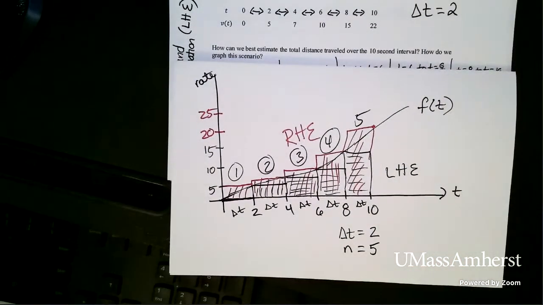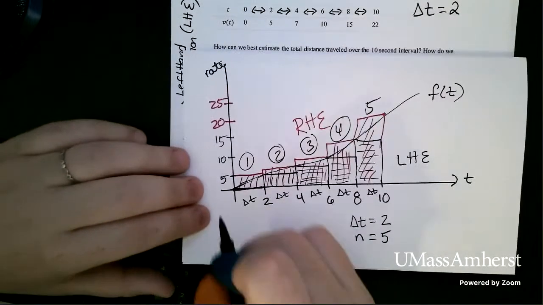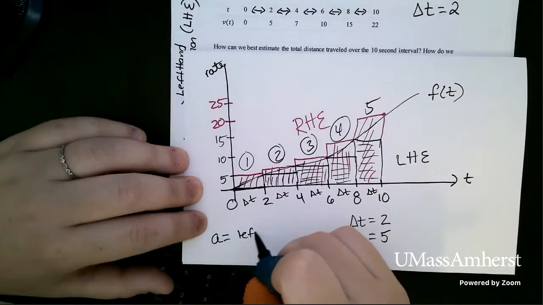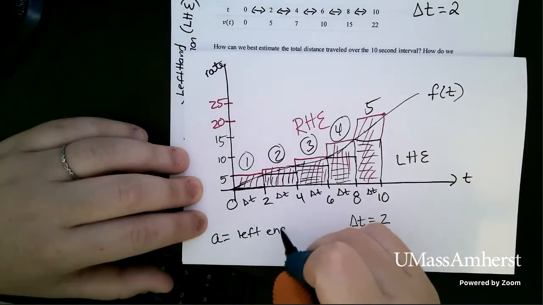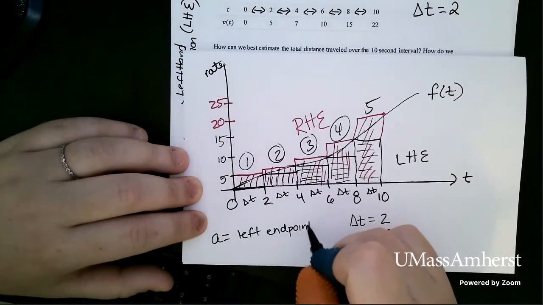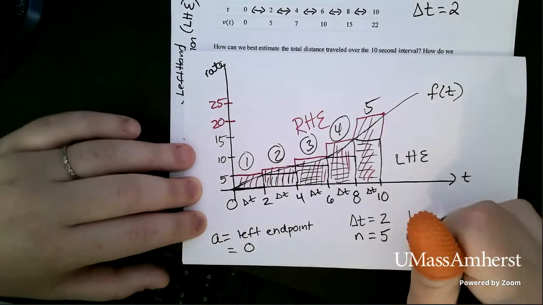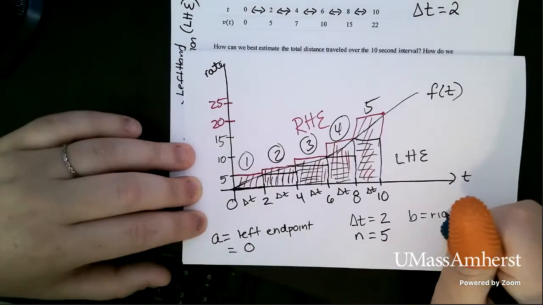And then I also want to bring in this idea of endpoints. So A is usually what we call our left endpoint, which here is 0. And B is what we call our right endpoint.